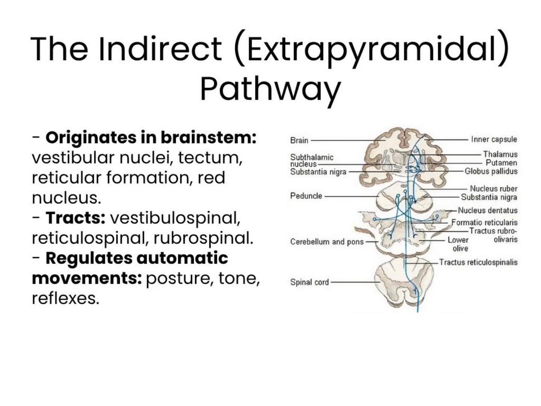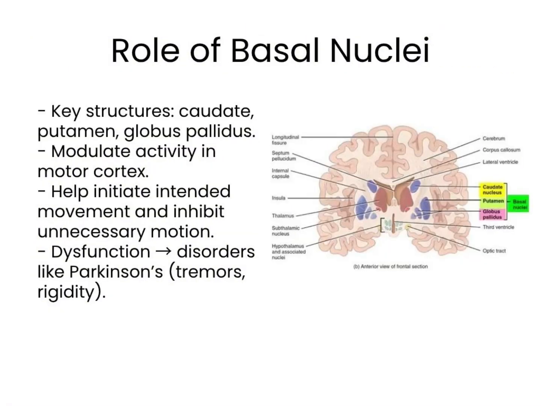Even though these systems seem separate, they don't function in isolation. That's where the basal nuclei and cerebellum come in. The basal nuclei, especially the caudate, putamen, and globus pallidus, modulate motor activity by influencing activity in the motor cortex. They help initiate movements and suppress unwanted motion. Damage to this system is what we see in disorders like Parkinson's disease, where the basal nuclei can't regulate motor output effectively, leading to tremors or rigidity.